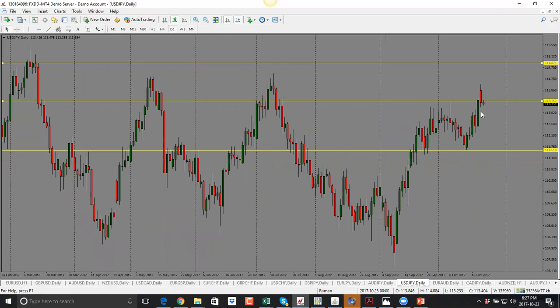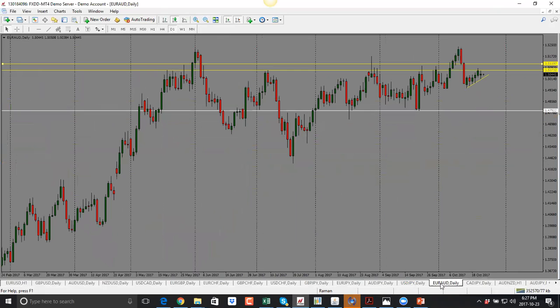Dollar yen, bearish close for the day, looking for price to drop further. In this case, the target, this is a nice support and resistance area. Prices reacted multiple times at this level. So 112.80 level will be the target to the downside.